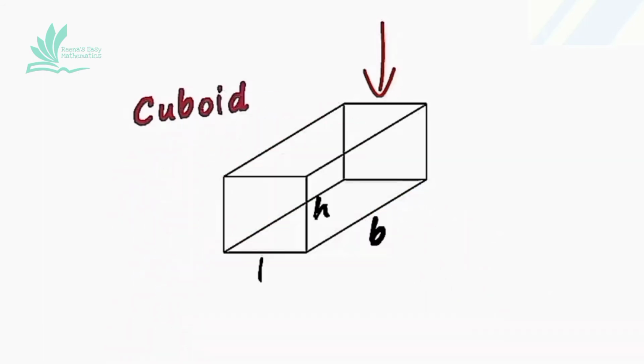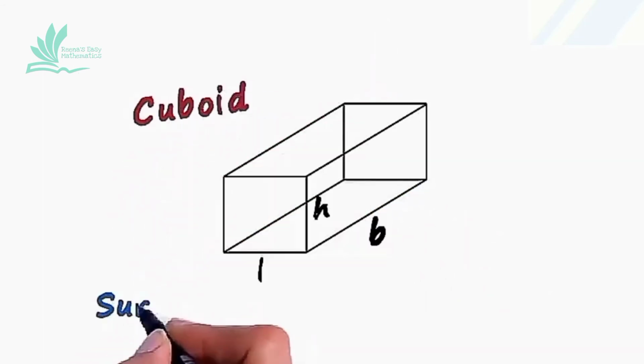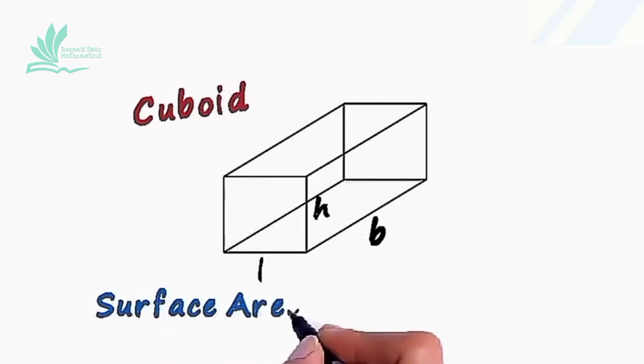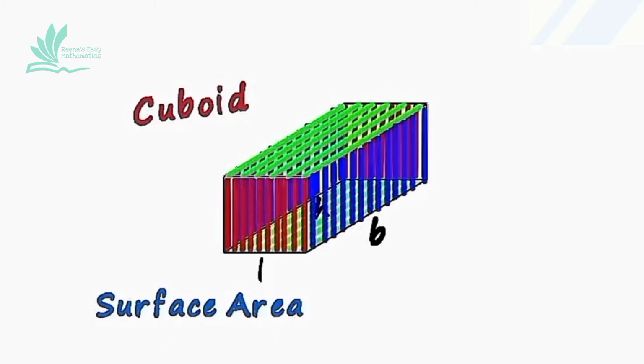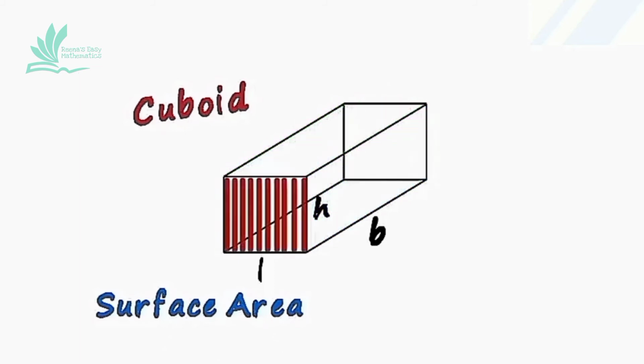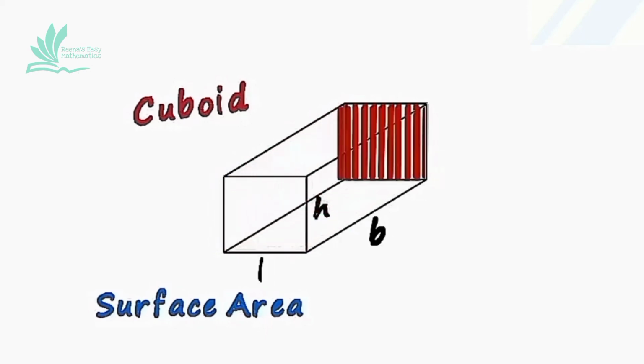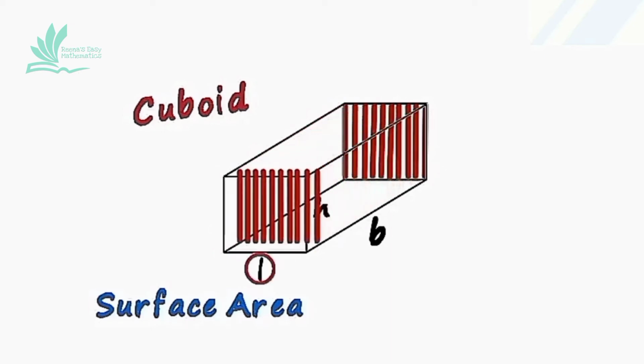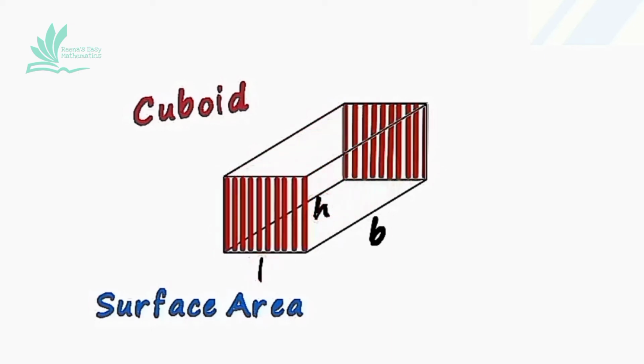Let's talk about the cuboid whose length, breadth and height are clearly visible on the screen. Now the surface area of the given cuboid having length, breadth and height is visible to you. Now we will take the front and back surface of the cuboid, and we can see that there are only two dimensions, length and height. So we will multiply length and height to find the area of the front and back.